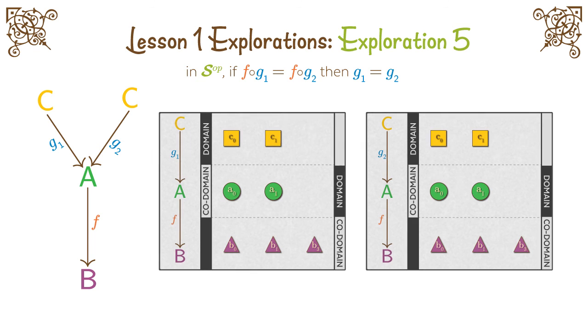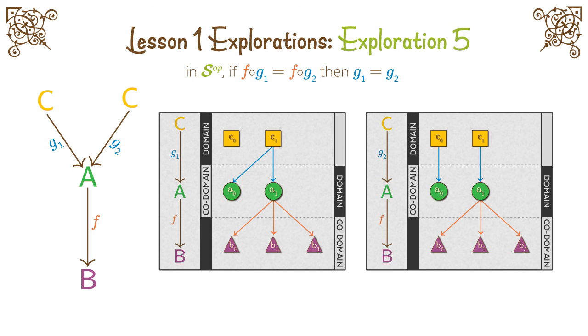Now let's fix F to make A 1 split into all of B. And now let's find two maps, C to A, G1 and G2, where G1 is not equal to G2, but F following G1 is equal to F following G2. So let's choose just G1 and G2. Now the first part of the condition is true, but the last part is false, because F following G1 is equal to F following G2. Why?